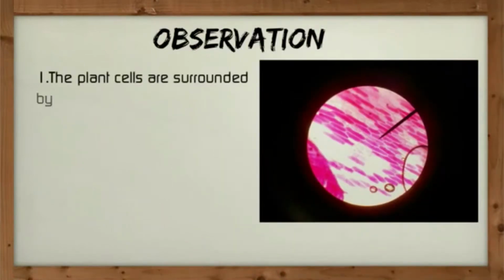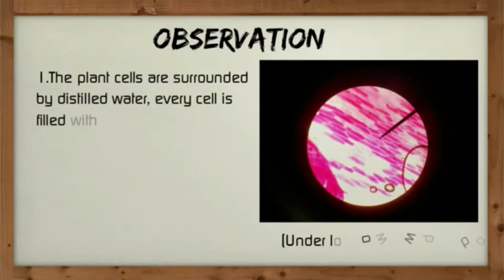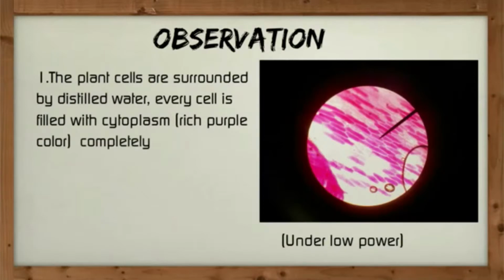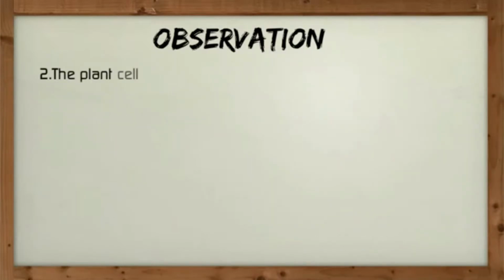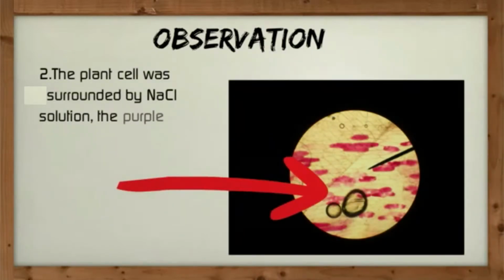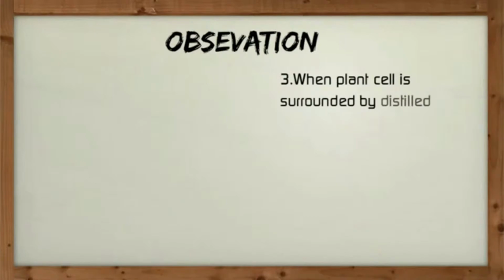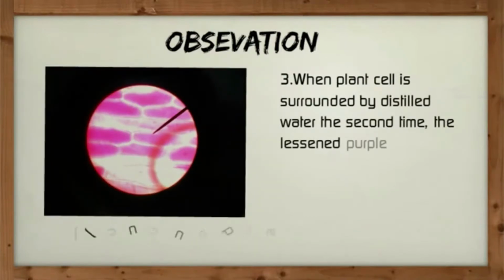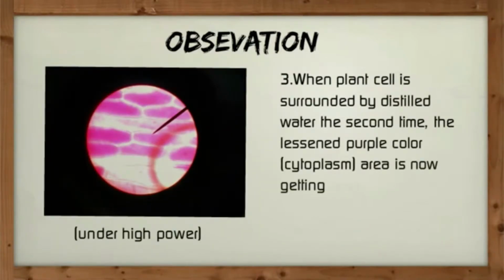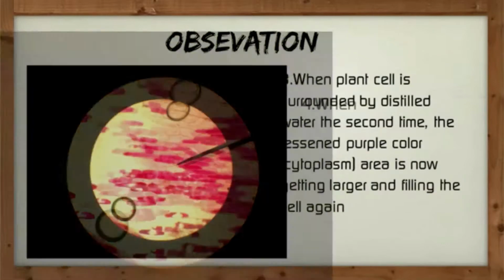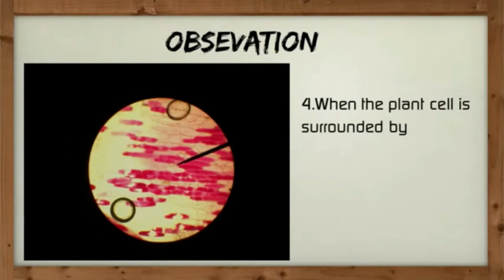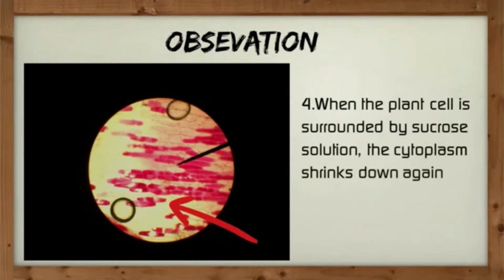Observation. The plant cells are surrounded by distilled water. Every cell is filled with cytoplasm that is a rich purple color completely. The plant cell was surrounded by NaCl solution. The purple area within the cell is shrinking down slowly. When the plant cell is surrounded by distilled water the second time, the lessened purple color area is now getting larger and filling the cell again. When the plant cell is surrounded by aqueous solution, the cytoplasm shrinks down again in a more obvious manner. Here's the demo for the complete observation for the lab.